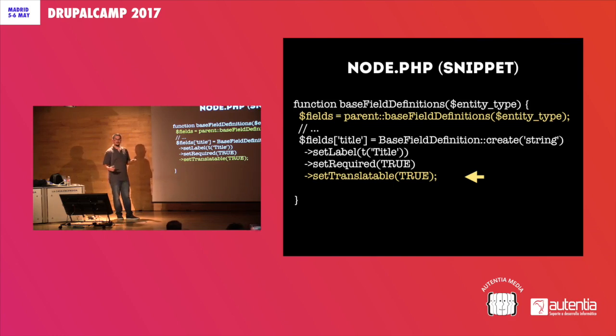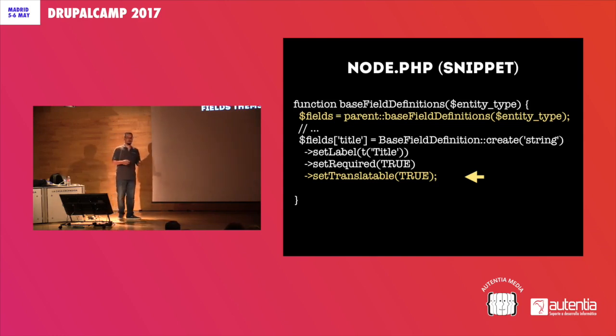And for which fields are translatable by default, you have the setTranslatable method in the base field definition objects. So when you create your fields, like here, the title, we are saying that it's a string with this label, it's required, and we set translatable to true. This is also not making them translatable, it's just making them so by default, so the users can actually change these settings according to the site.